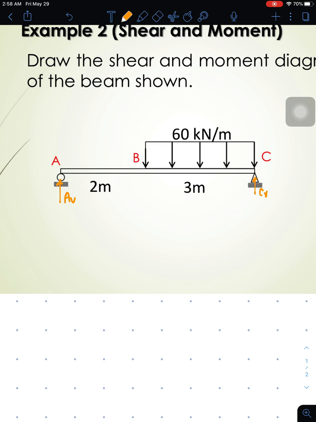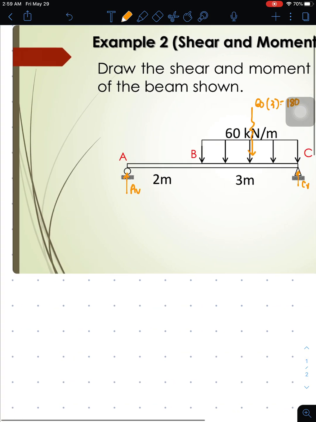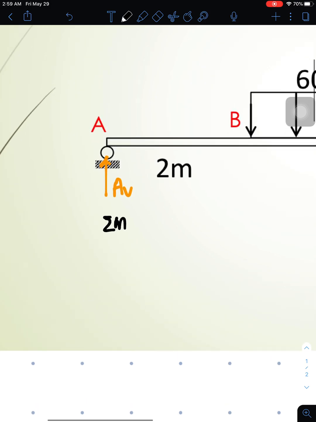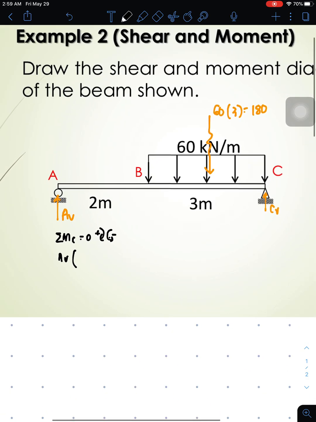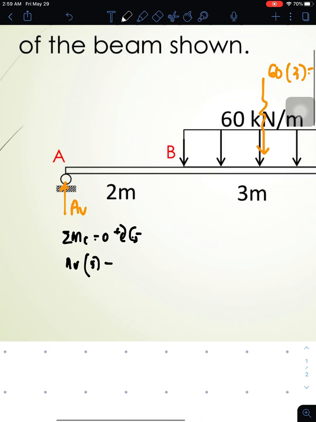Let us now solve for the reactions, but before that, let us resolve the distribution. The value here is 60 times 3, and this is 180. Alright, so let's solve for AV. We will have summation of moment at point C equal to 0, clockwise positive, counterclockwise negative. So you have AV, moment arm rotating at point C, it's 5 meters, then minus 180.